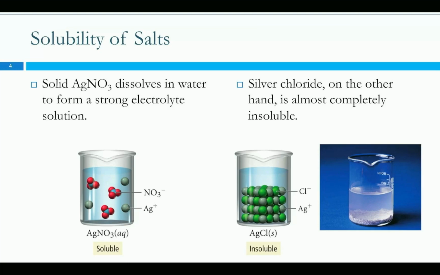Silver chloride, on the other hand, is almost completely insoluble. So actually for your potassium chlorate lab, the chloride test that you did for potassium chloride was using silver nitrate, because you add silver, and when silver finds a chloride ion, it becomes an insoluble compound and forms that white precipitate that you should have seen. So almost completely insoluble.